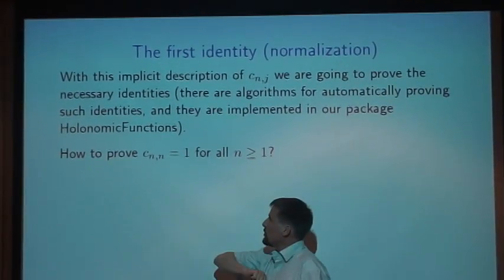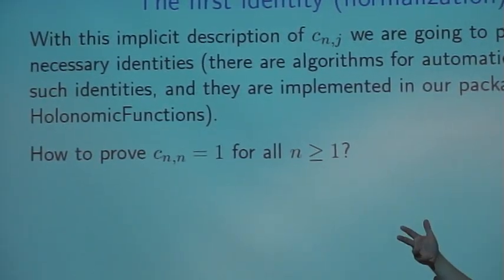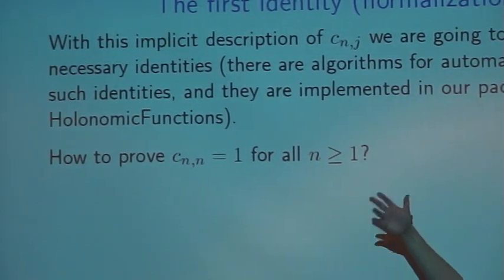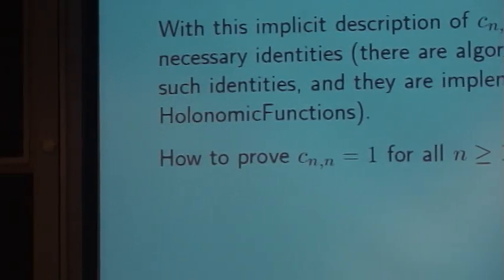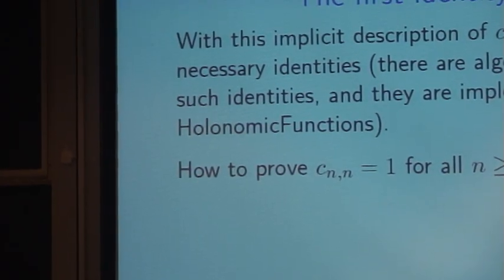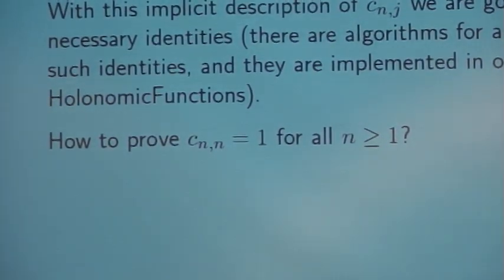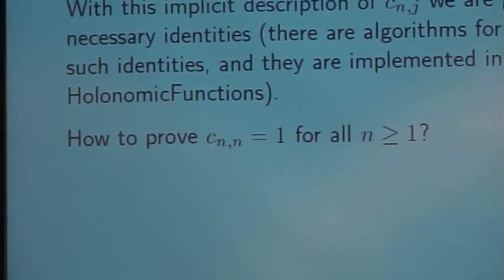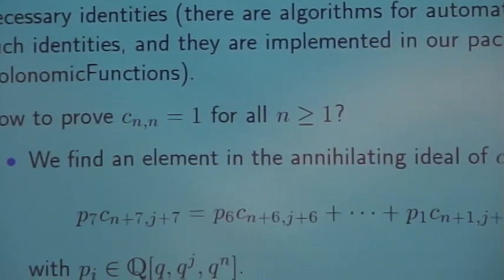So how do we prove that C_{n,n} is actually 1 for all n? I mean, we used some values for guessing the recurrences. So we computed C_{n,j} up to, let's say, 50 or 100. And of course, there it was always 1. But we don't know whether this pattern continues.